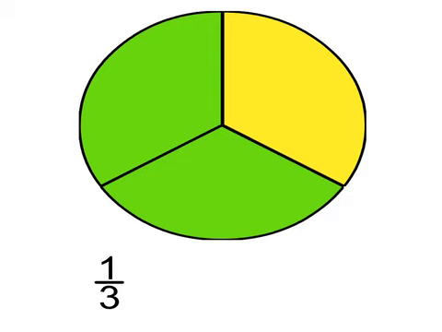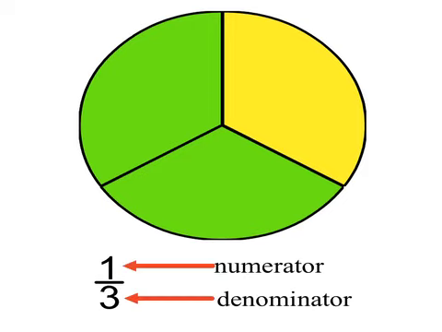You're looking at a circle divided into three pieces. Two of the pieces are green and one of the pieces is yellow. And the yellow piece represents 1/3 of the circle as shown at the bottom. The 1 is the numerator and the 3 is the denominator of what is known as a simple fraction.